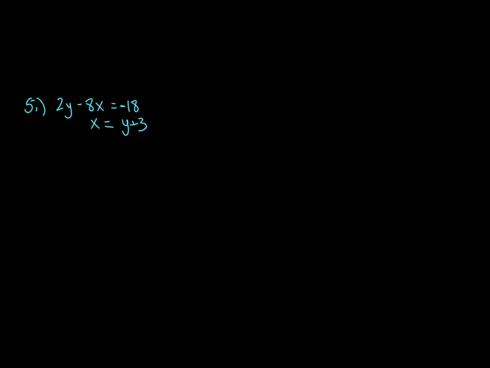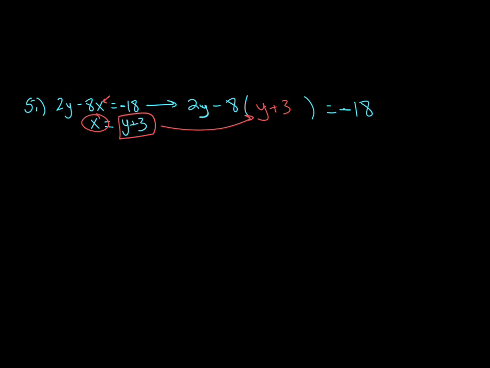Alright, number 5. Number 5, I'm going to use substitution because there's already a letter by itself. So that means I'm going to put y plus 3 in wherever I see an x. So basically, I'm going to rewrite the top equation. So I'm going to rewrite the top one. 2y minus 8. Instead of x, I'm going to put y plus 3. Equals negative 18. So that's the substitution part.